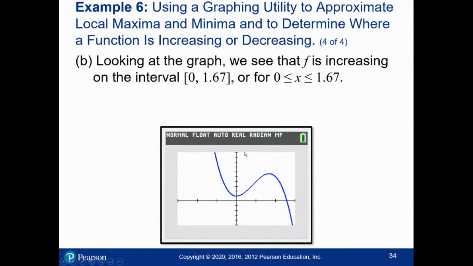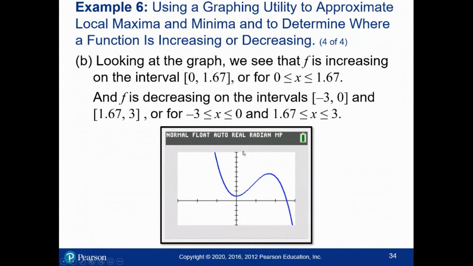Here, where is it increasing or decreasing? If you identify that the maximum occurred here at 1.67 and the minimum occurred here at x equals 0, well, I know now that I'm decreasing until x equals 0, and then I am increasing until I hit x equals 1.67, and then I'm decreasing again. And they cut off their window from -3 to 3, which is why their intervals start at -3 and end at 3.